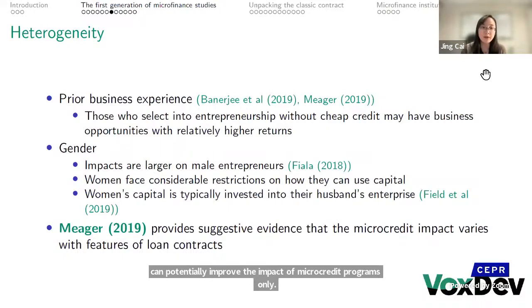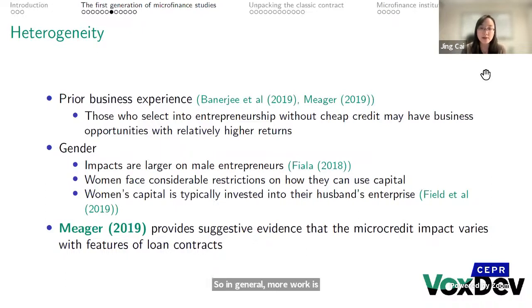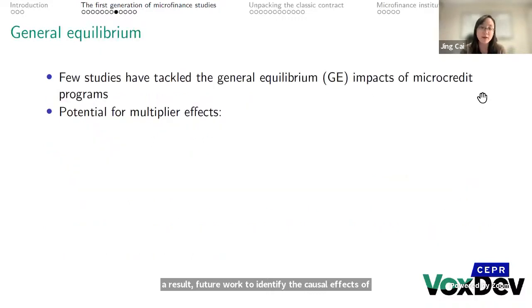In general, more work is needed to fully explore the heterogeneity of microcredit programs. For example, Meager 2019 provides suggestive evidence that the microcredit impact varies by features of loan contracts, such as interest rates and loan size. And as a result, future work to identify the causal effects of household finances and loan contract terms on microcredit impact could be promising.